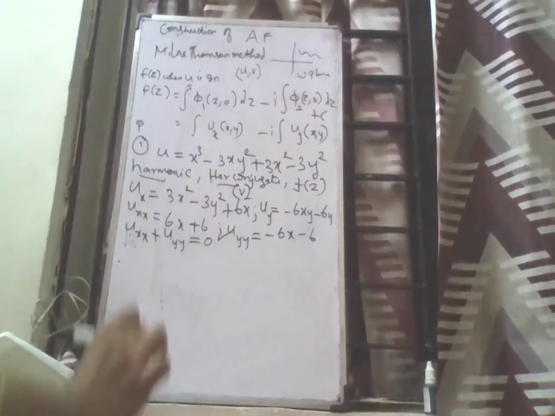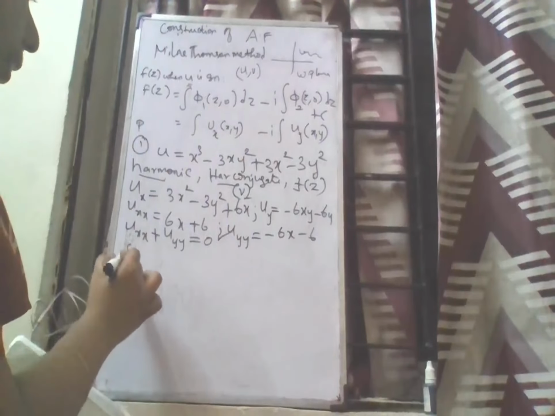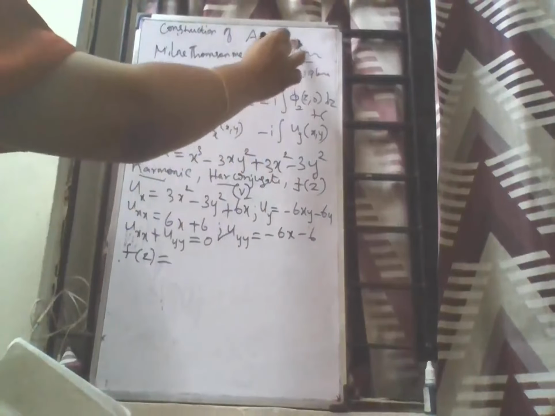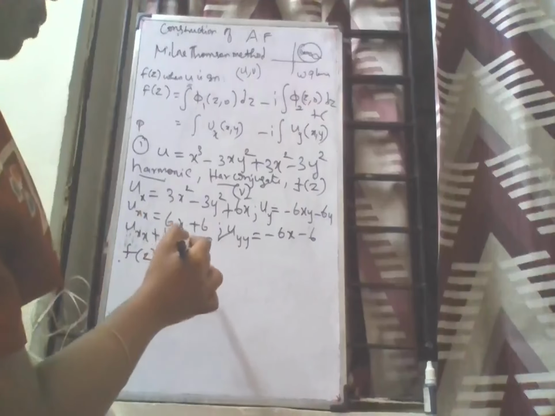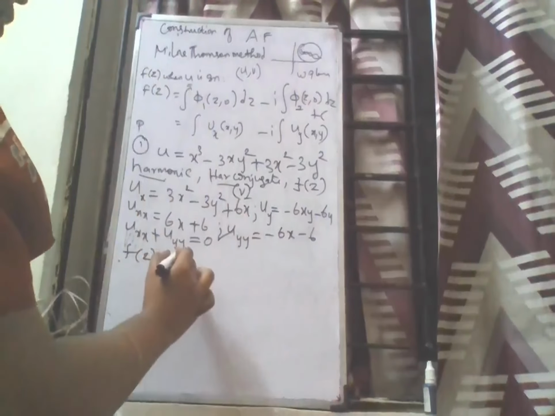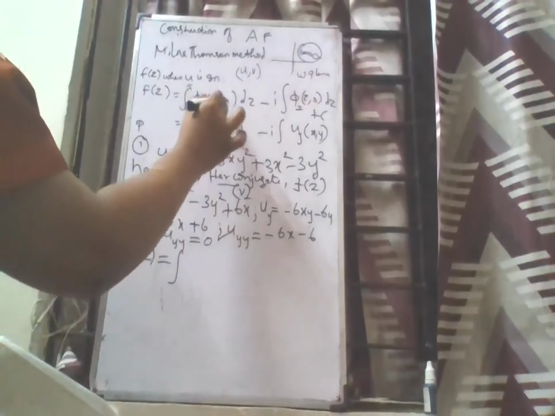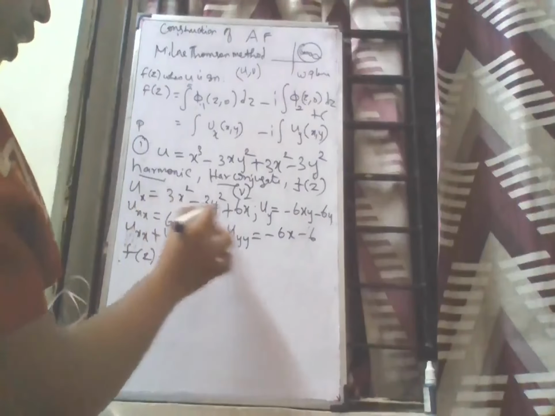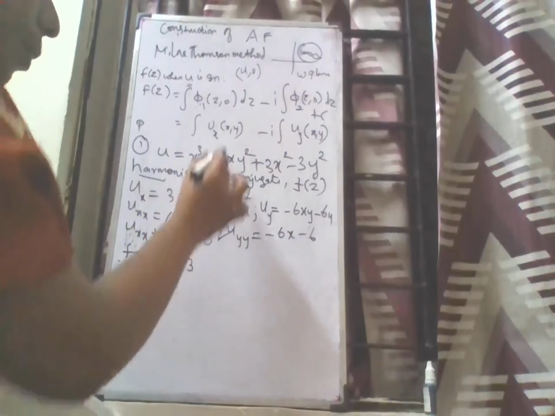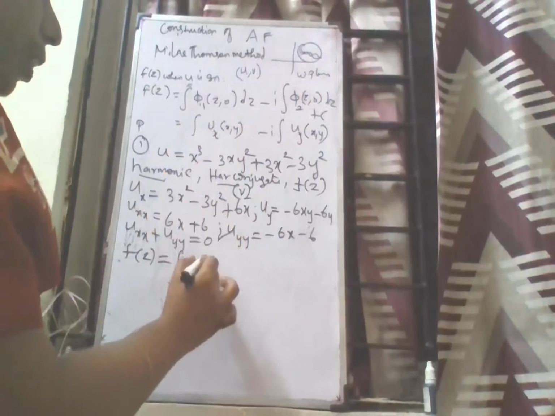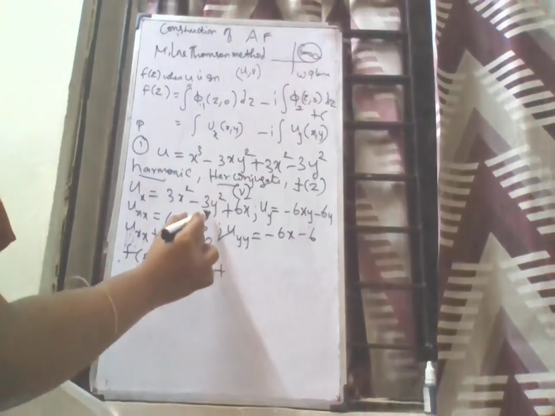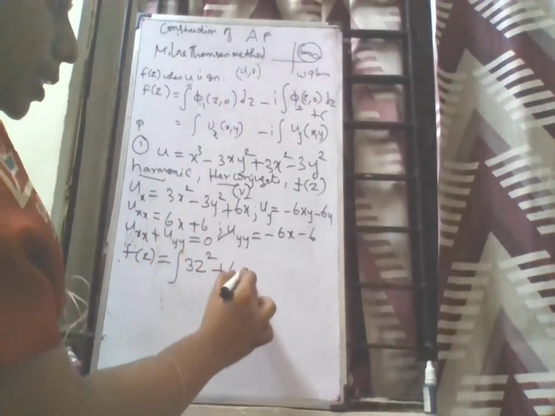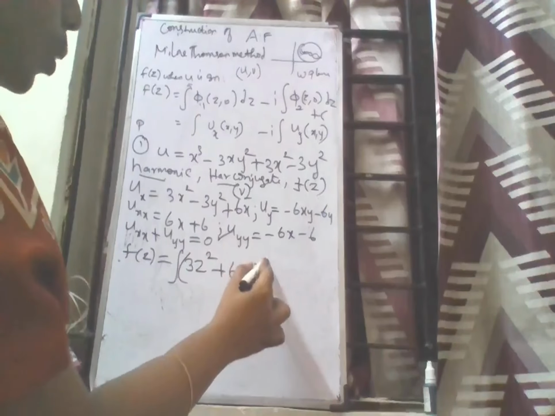Point number 1, what they ask, is over. Next I'll go for f of z. They ask for the function in the w plane. What function exists? Let us find this curve. For that, f of z, here is my formula. So the integral of phi 1 of z comma 0. Phi 1 is ux. Wherever x comes, I have to substitute z, and y as 0. So 3z square plus 6z into dz.